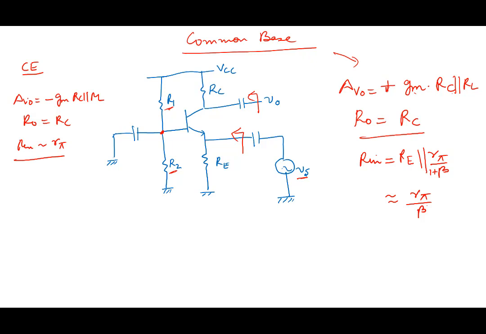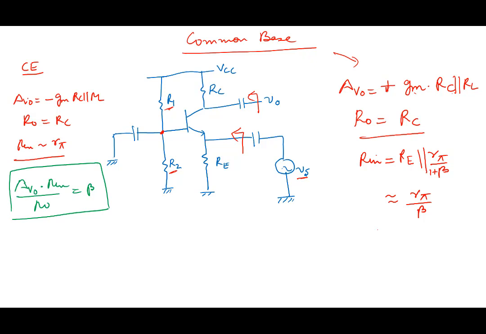So if you look at the characteristics of the common base amplifier, it can give you similar gain as common emitter. It can give you similar output resistance as common emitter, but its input resistance is very, very small. Right? And in the common emitter case, we had seen that if you multiply AV0 Rin by R0, this is equal to beta. That's a signature of the common emitter amplifier.